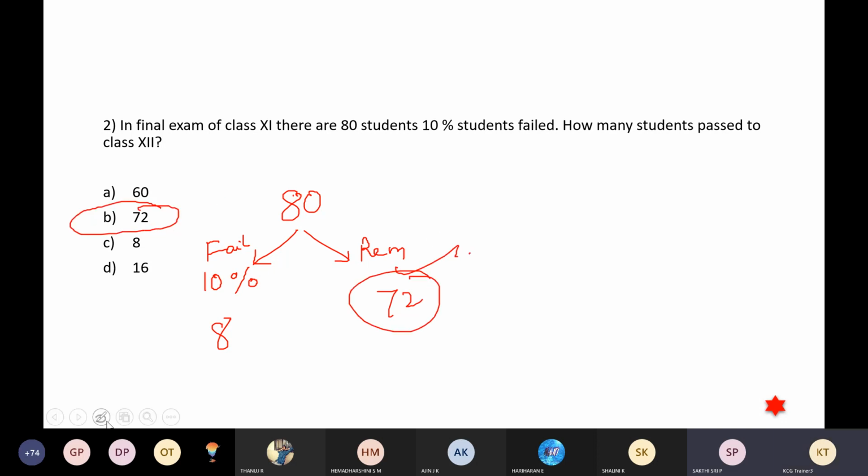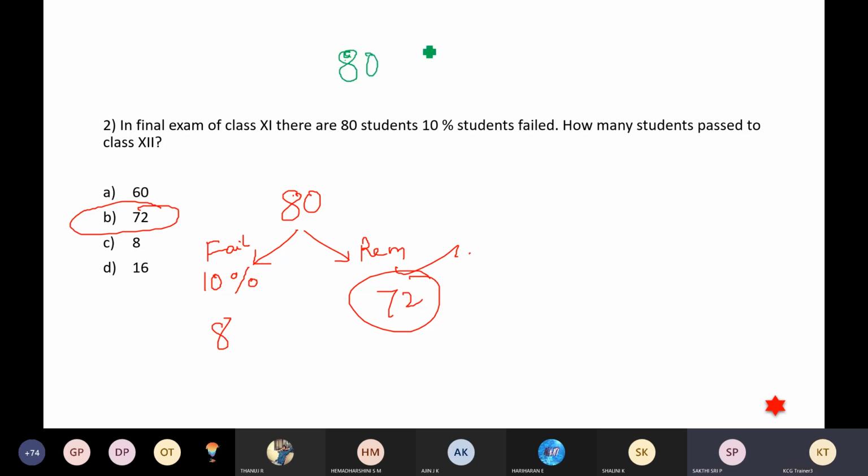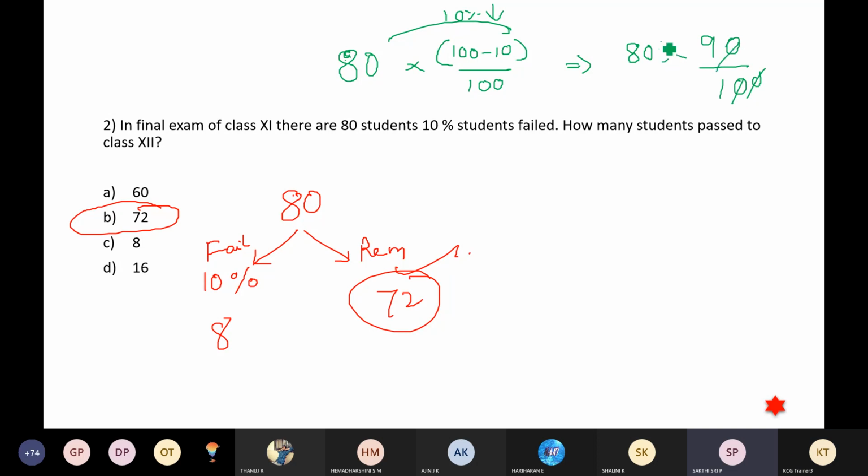That's fine. But remember, in cases like these, from 80, there is a 10% decrease, which means you can directly say into 100 minus 10 divided by 100, because 10% decrease, which means 80 into 90 by 100. So 9 8 is 72. So next time, if you see questions like these, you should straight away say, so 10% reduction, so directly the number into 90 by 100.